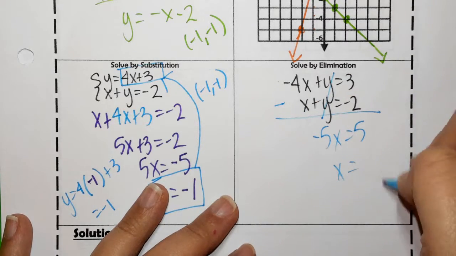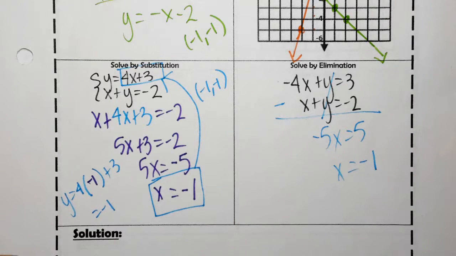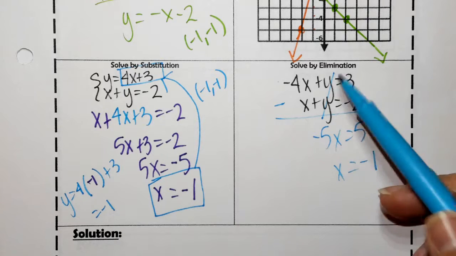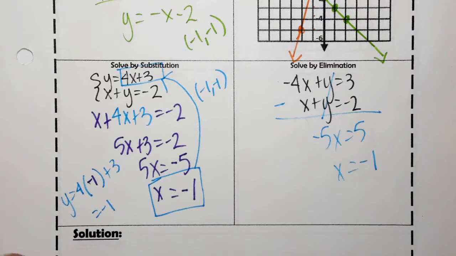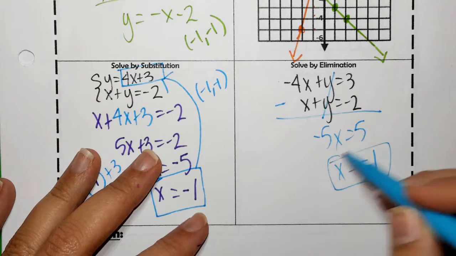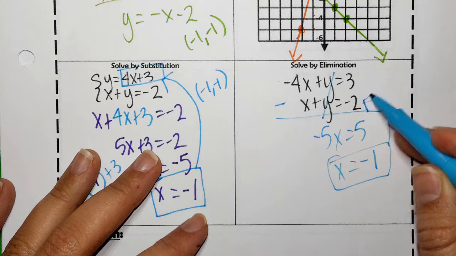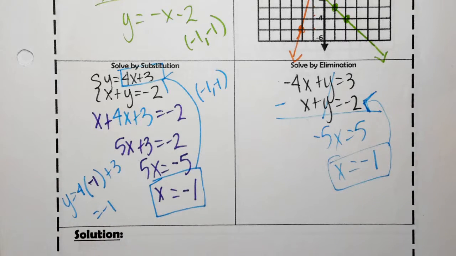So what does x equal? -1. I have a question. Yes. Why couldn't you just multiply the second one by 4? There's no point. You have the y's that are the same. Alright, so now let's take this x and plug it into our bottom one so we don't have to multiply or divide. We don't have to do anything crazy.